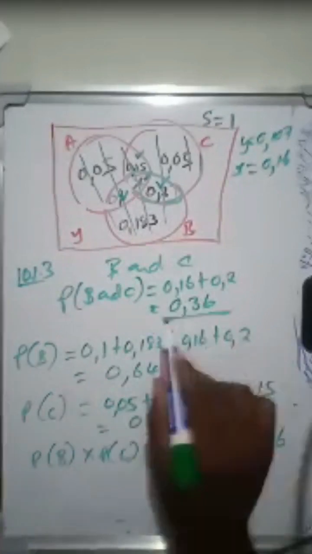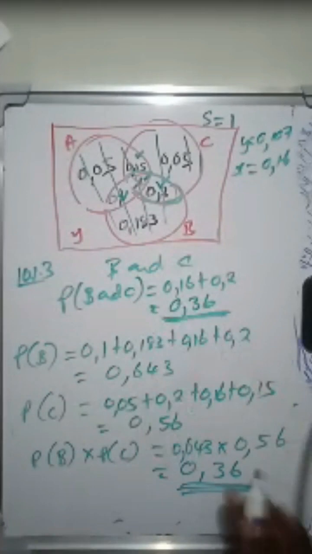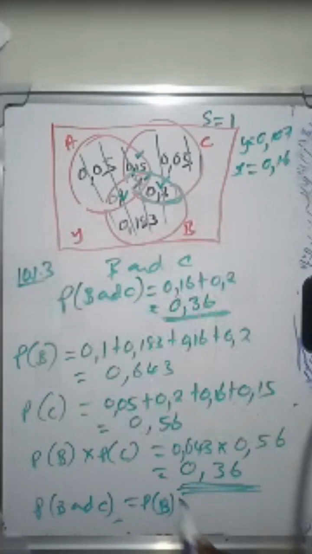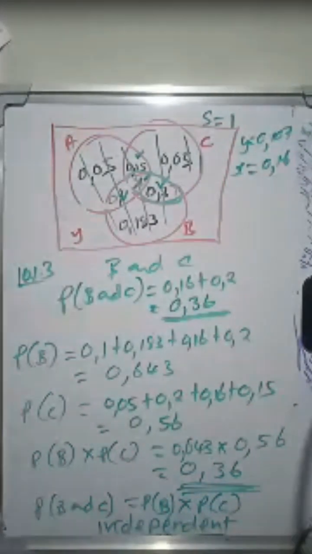So you check this one and that one. What do you see? They are the same. Therefore, probability of B and C is equal to probability of B times probability of C. Therefore, they are independent. Okay? Guys, any questions?